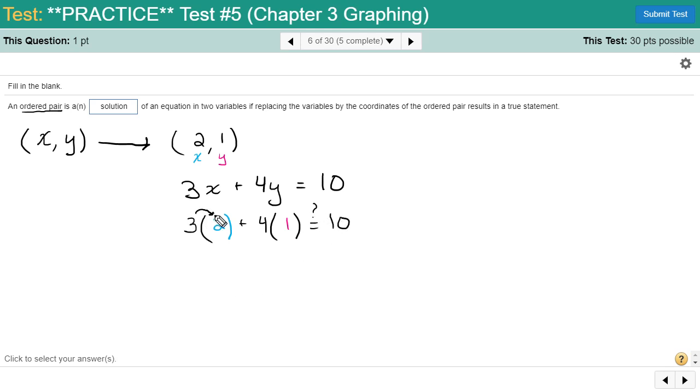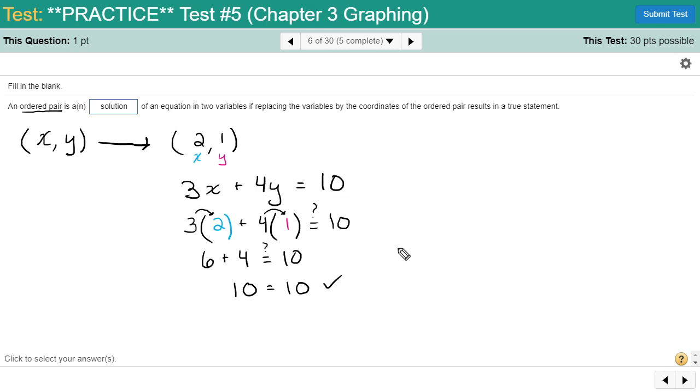Well, when we distribute here, 3 times 2 gives us 6. We can distribute here, 4 times 1 gives us 4. So we end up with 6 plus 4 equals 10. Is that true? Well, yeah, of course, because 6 plus 4 is 10. So we end up with the statement 10 equals 10, which is absolutely a true statement. And so we can say that this ordered pair 2 comma 1 is a solution to the equation 3x plus 4y equals 10, because when we substitute the x value and the y value into this equation, we get a true statement.